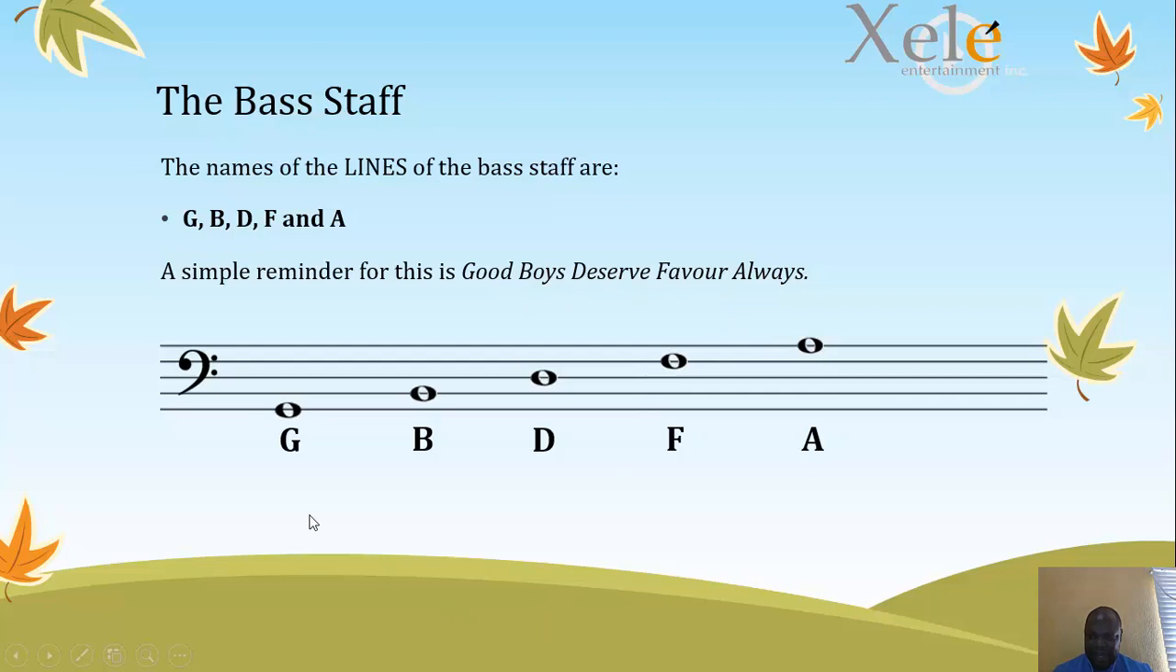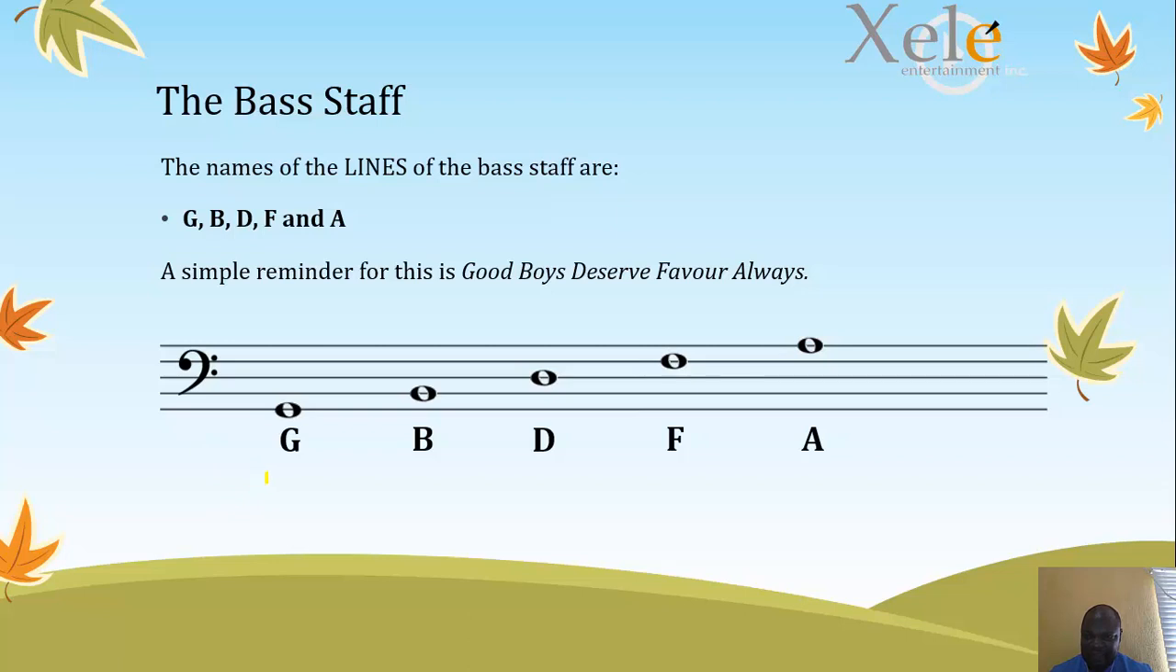Again, the lines of the bass staff, remember that the first line is G, right? That's why I'm starting with a G here. Lines of the bass staff will go G, B, D, F, and A. And a simple way to remember that will be good boys deserve favor always. I hope you also remember that this is quite different from what we have for the treble staff.